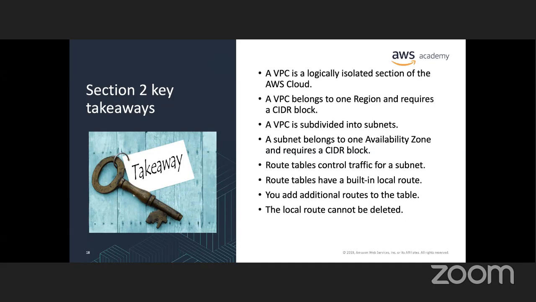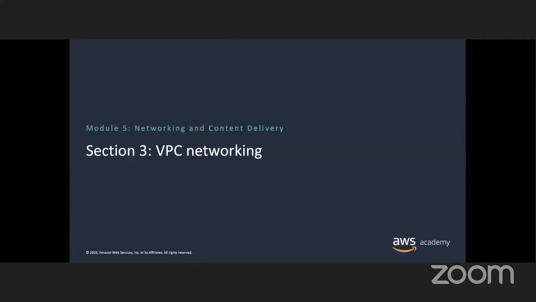You add additional routes to the table. The local route cannot be deleted. You can delete your other entries, but not the local one. There has to be traffic and communication inside the VPC. It's not a choice, it's a must. That's why you cannot delete the local route entry.